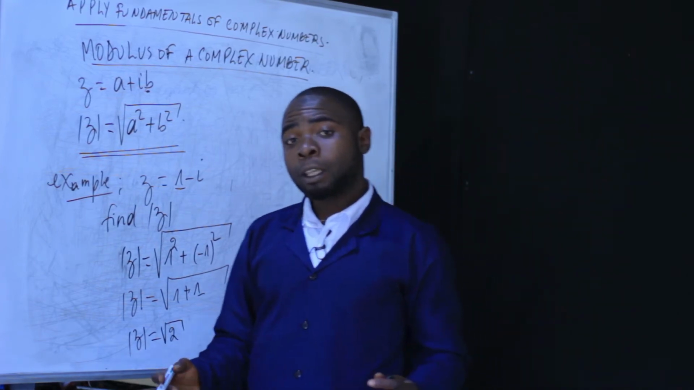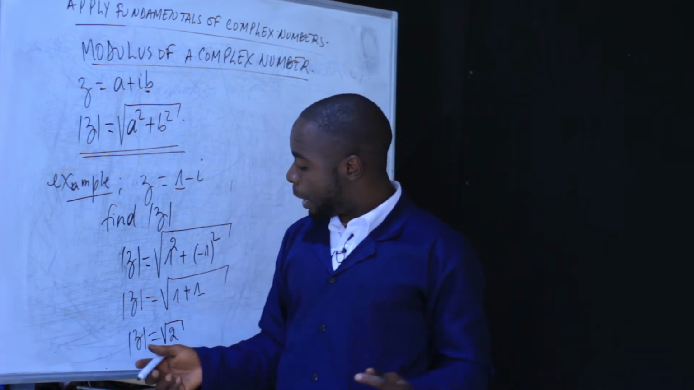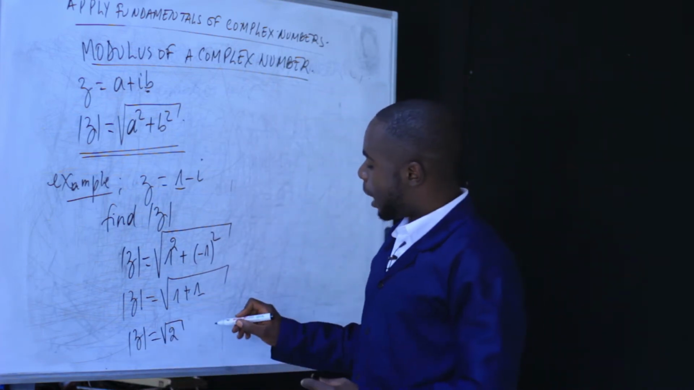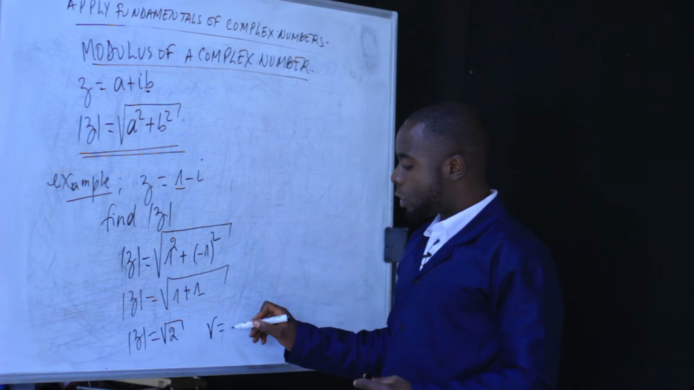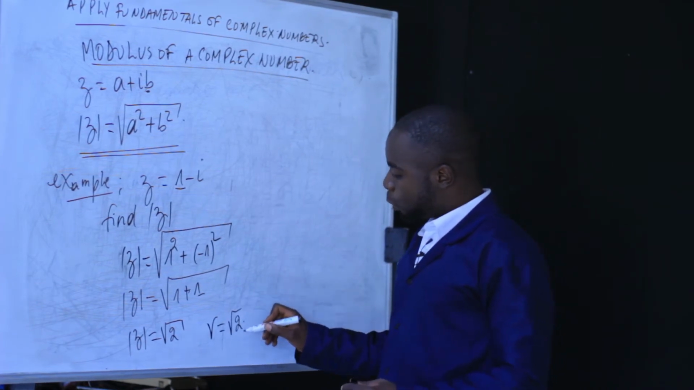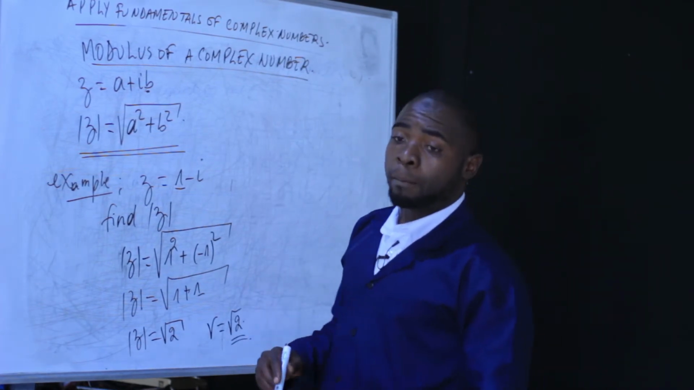Another term: in different books, you can find the modulus written as r. You can say that r is equal to the square root of 2. This is the modulus.